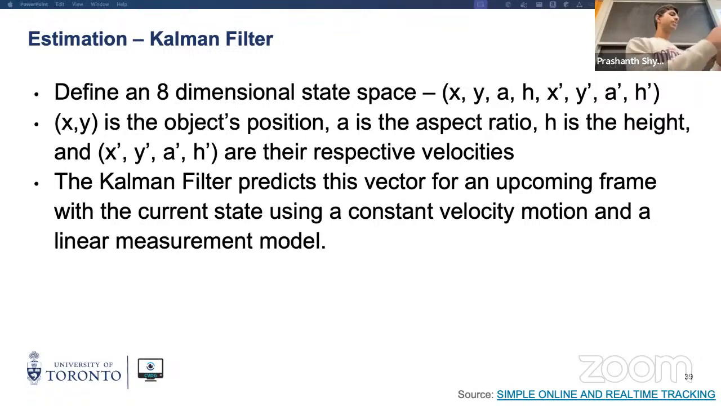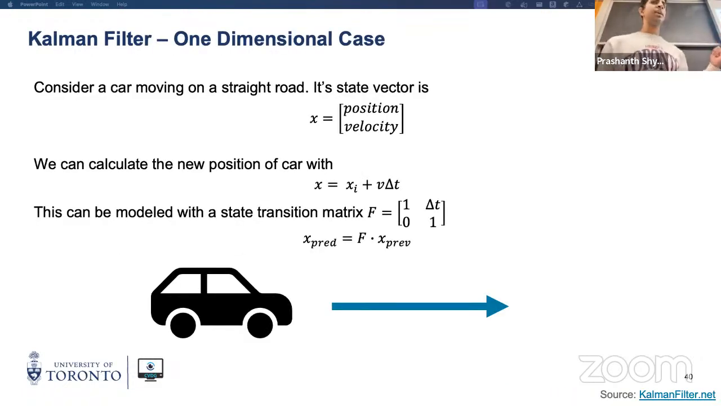Also, how much does the bounding box change in size and aspect ratio over time? So we have XY, which is the position, A is the aspect ratio, and H is the height. And then those four values have their respective velocities. In our case, it's a 4-dimensional case because we want to predict 4 values, but I'll explain the process in just 1 dimension. So imagine a car going on a straight road, and we have a sensor that can figure out the car's position at time t, like a GPS sensor.